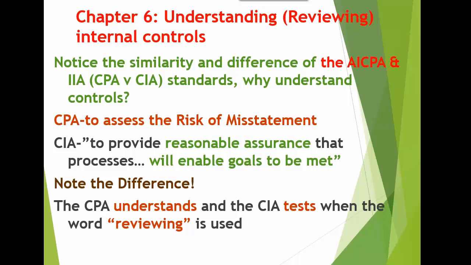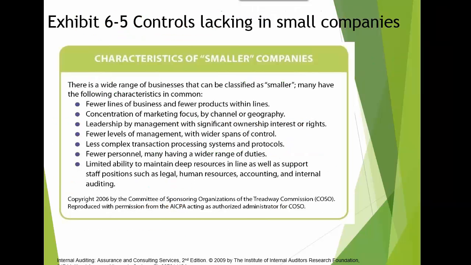The internal auditor is looking at the processes and what management is doing, and they're able to, and actually should be, asking the question, are you actually doing an appropriate job? The CPA understands, and in the CIA test the word is reviewing. So there is a difference in this process. As an internal auditor, we're not looking at the risk of material misstatement, but we clearly are looking at the effectiveness and efficiency of the organization.